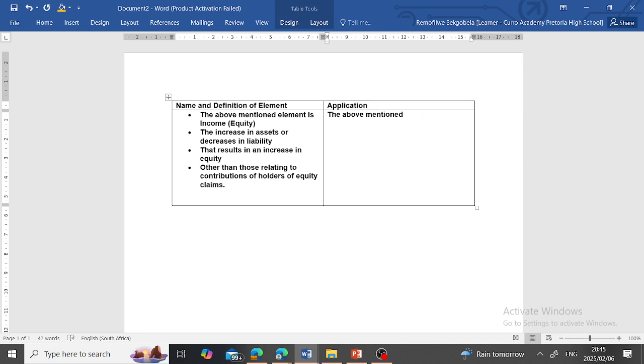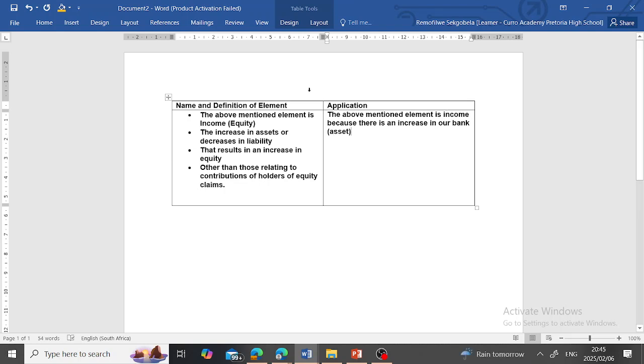Mention. The above mentioned, what is it? Element, right? Element is income because there is an increase in our bank, right? Because money is coming in our bank account, which is an asset, right?